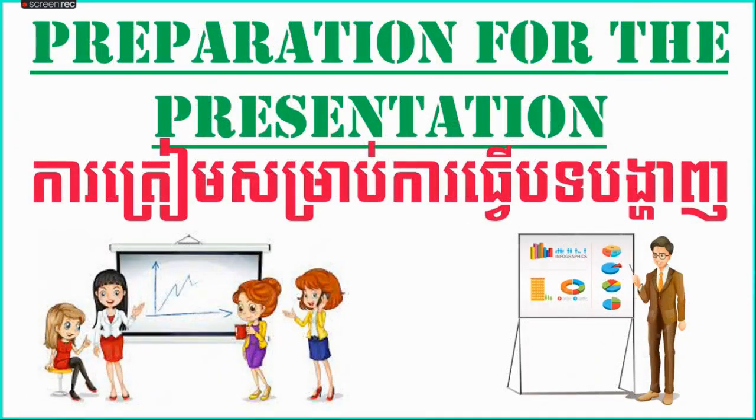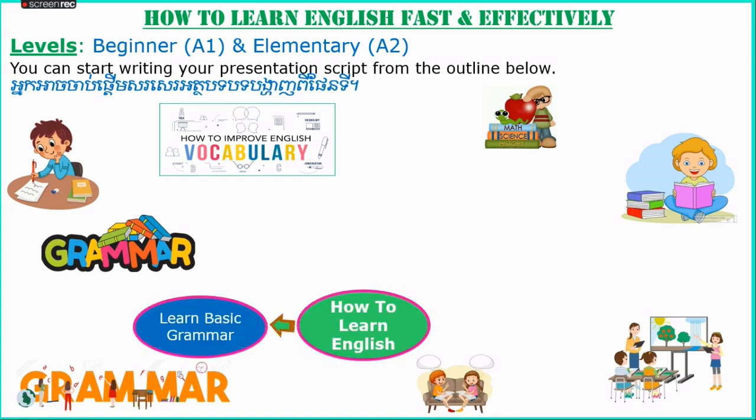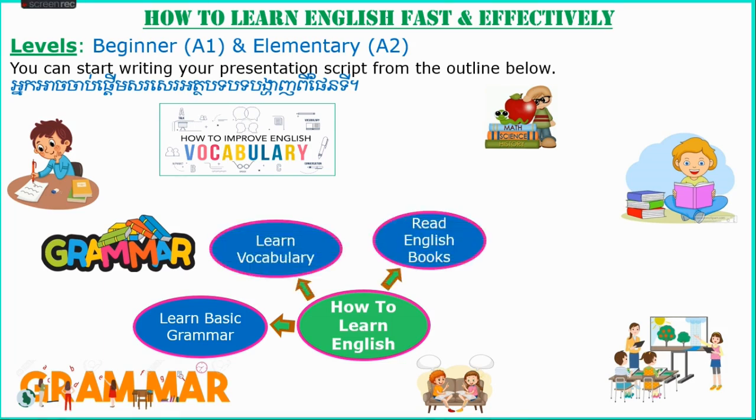Preparation for the presentation? 4. Beginner, A1, and Elementary, A2. You can start writing your presentation script from the outline below. You have the topic in the middle. Then you list down the main points. For example, for the topic, How to Learn English Fast and Effectively, you have 4 main points like learn basic grammar, learn vocabulary, read English books and practice speaking.